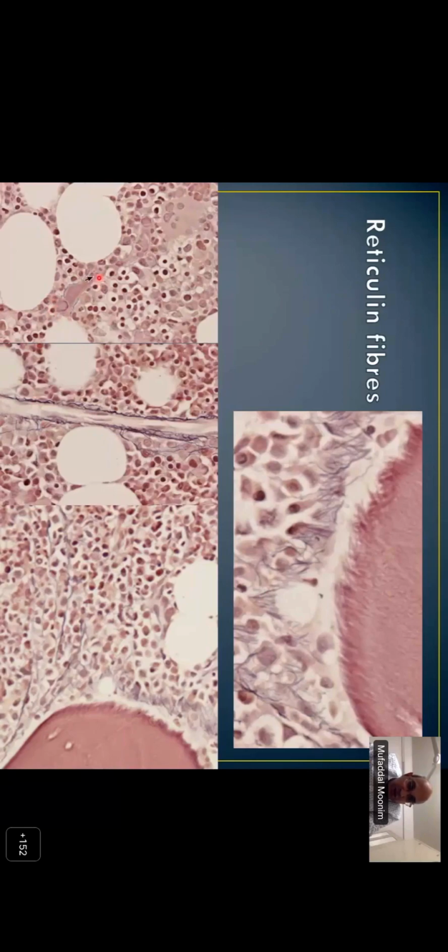Can you see that sinusoid over there? It's forming a wall over there. And then they go to the other side of the intertrabecular space and tether themselves to the bone trabeculum there. So effectively, reticulin fibers form something like a hammock. And the fat cells and the hemopoietic cells are trapped in between this mesh-like structure. And that is why bone marrow remains where it is.